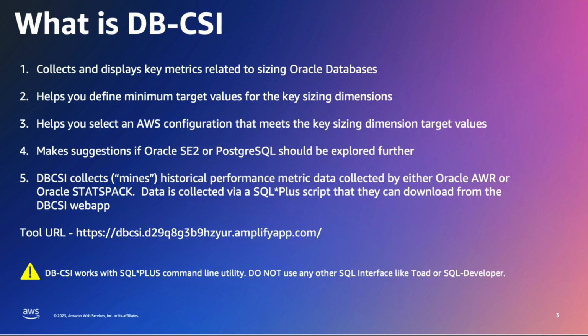DBCSI will mine the historical performance metrics that are resident in the Oracle database. We do that either by Oracle AWR or Oracle StatsPack. The data is collected via a SQL*Plus script that can be downloaded from the DBCSI web app. Just make sure the DBCSI tool works with the SQL*Plus command line utility. Do not use any other SQL interface like Toad or SQL Developer to generate the output file.